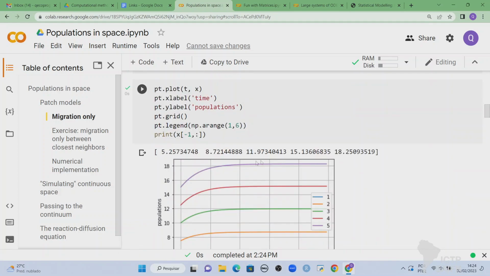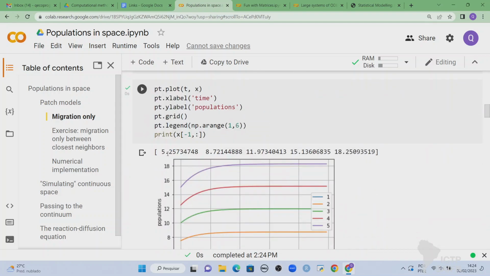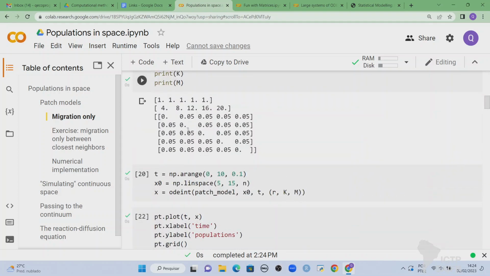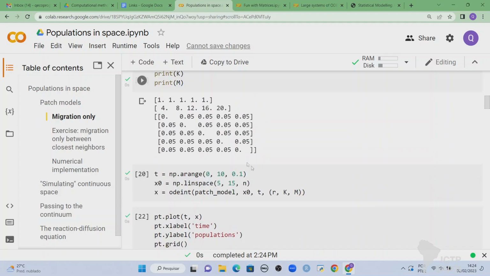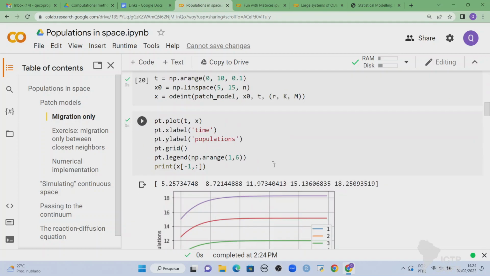The ones below the average here is 12, right? So the ones below average are a bit above their carrying capacities. The carrying capacities were 4 and 8. They're at 5.2, 8.7. And then the ones above are below their carrying capacities, because they are sending out more individuals than they receive. So this is what we call source-sink. Places with large populations send out more individuals than they receive, okay?